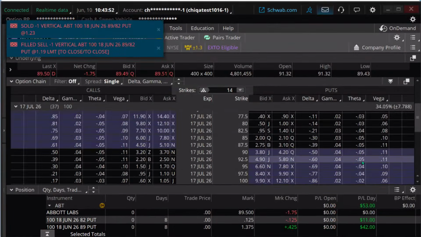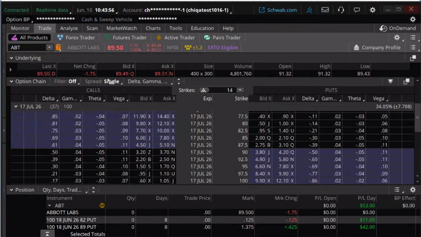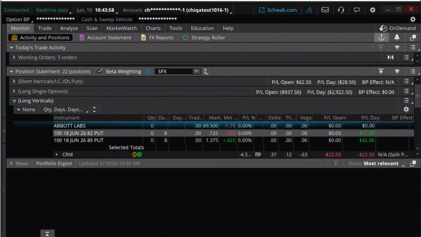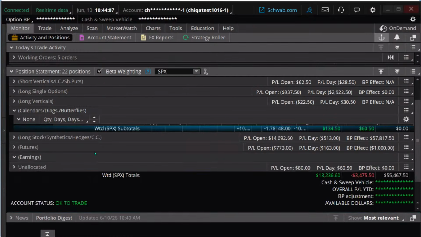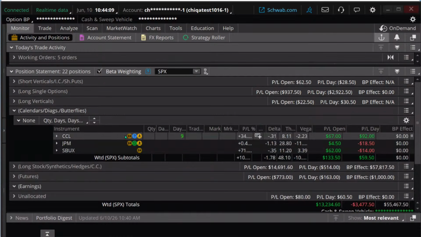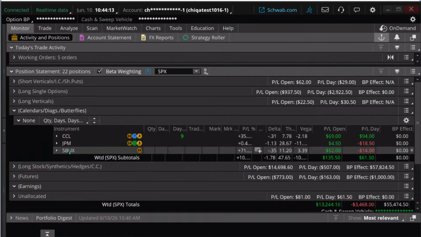Okay, there's that. I think that is all I have time for. I was going to check out our calendars and butterfly spreads, but I do not have time, everybody, today. So we'll hit that up next week.